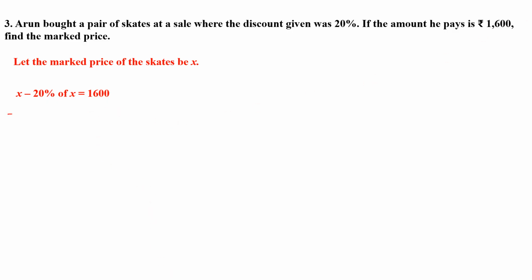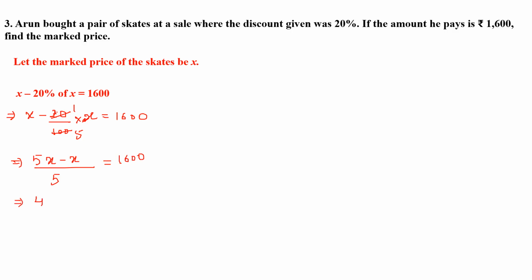When you solve, it will be X minus 20 by 100 multiplied by X, which will give you 1600 rupees. When you reduce it, 20 times 1, 20 times 5, and simplify, it becomes 1 by 5 x. And when you take the LCM, it will be 5 here. So 5x minus x is 1600 rupees. So 4x by 5 is 1600.